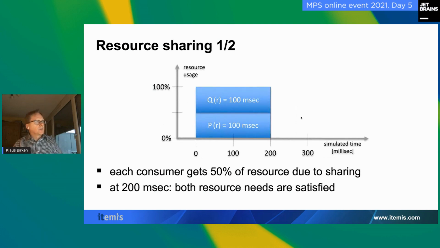Let's look at a sharing example. Now we have 2 consumers for the first time, Q and P. They are running on the same system and using the same resource R. Each of them wants to have 100 milliseconds. So in total, it will take 200 milliseconds wall clock time if both consumers get 50% of the resource. We are applying a very simple scheduling scheme here: just give everybody the even share, and then we can compute this.